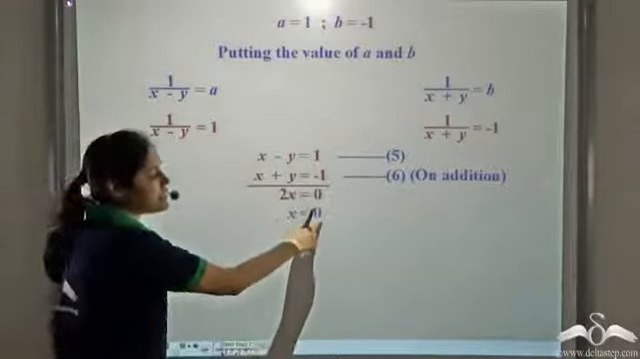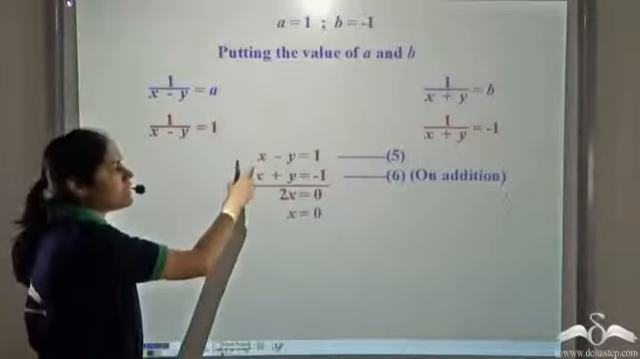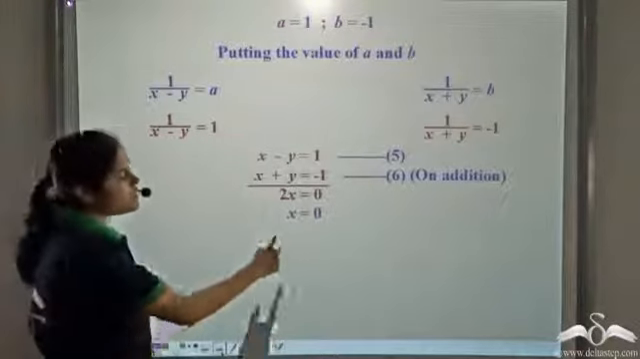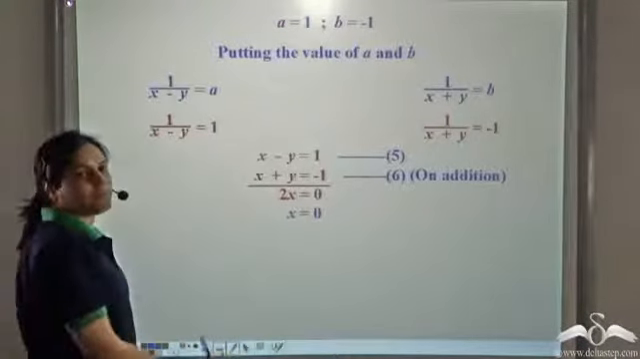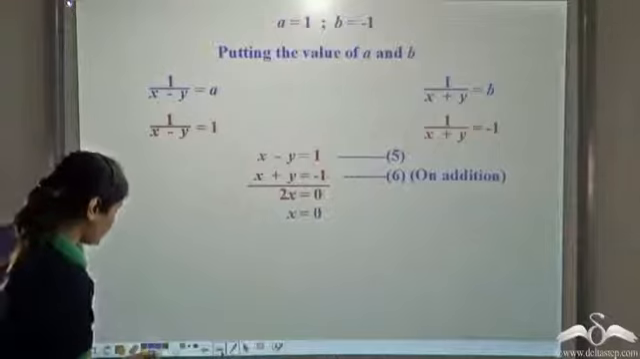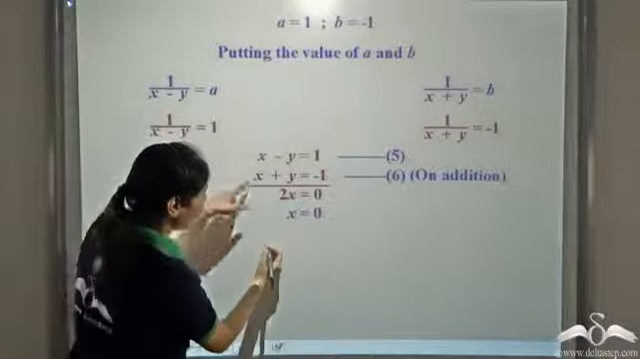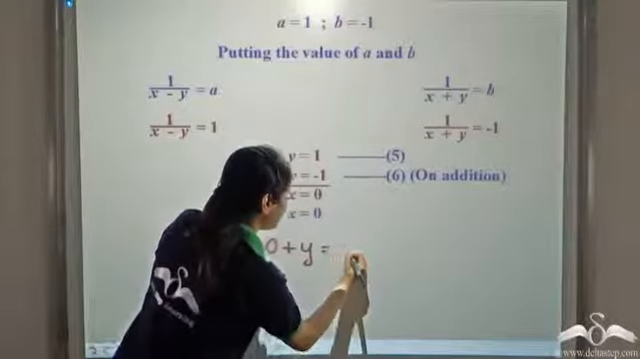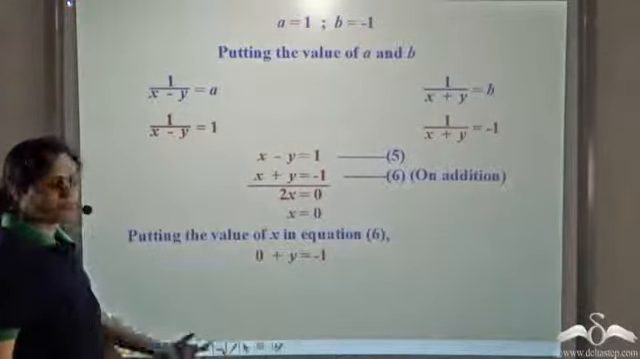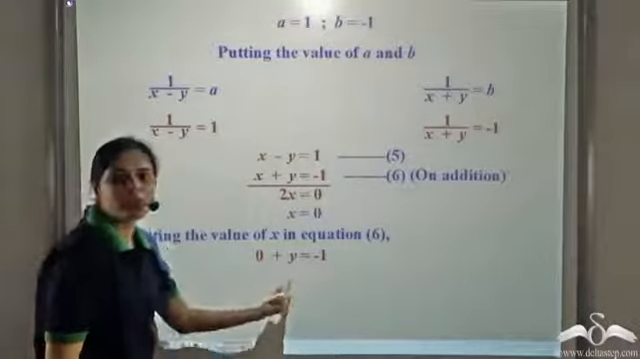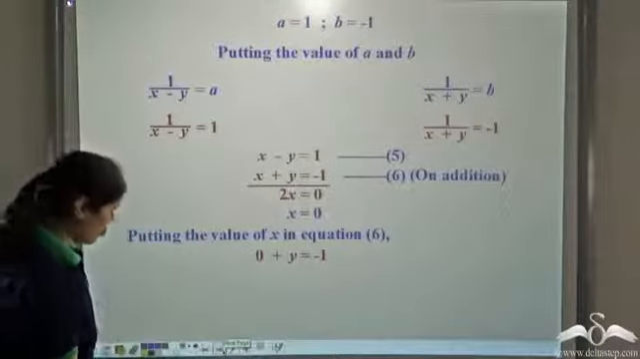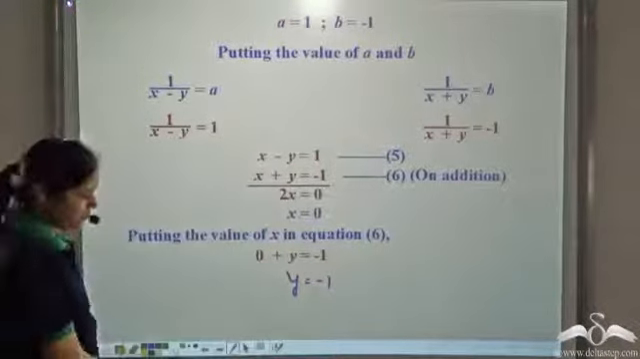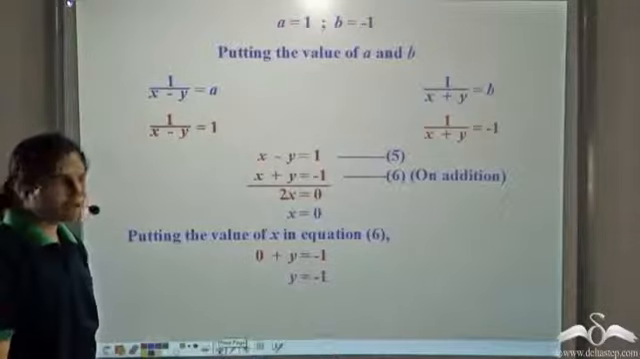Now putting this value of x in any of these equations, we can solve for y. So let us put x is equal to 0 in equation 6. So putting x is equal to 0, we get 0 plus y is equal to negative 1. Or we get y is equal to negative 1. So this is what we have.